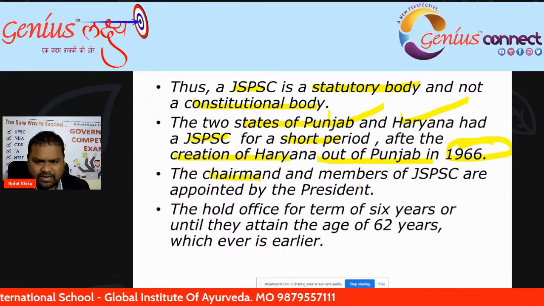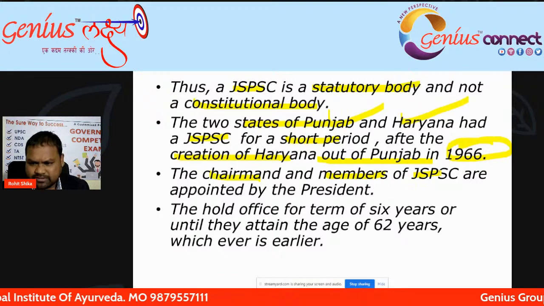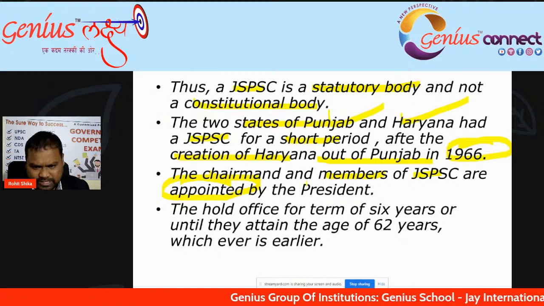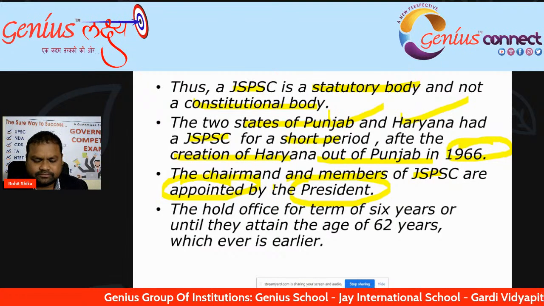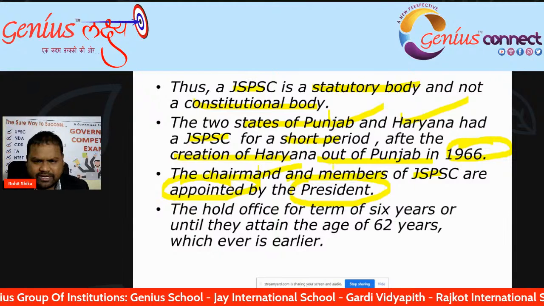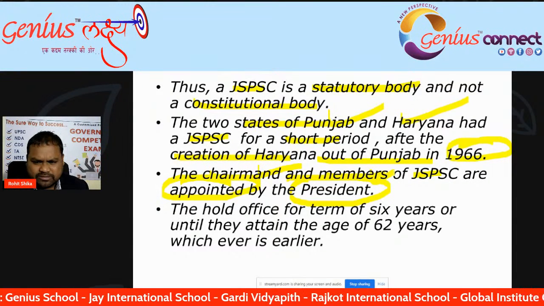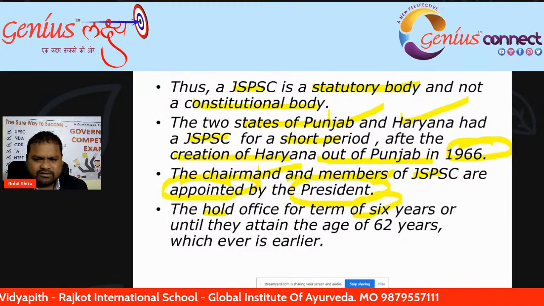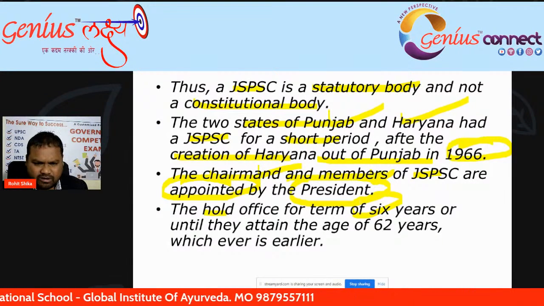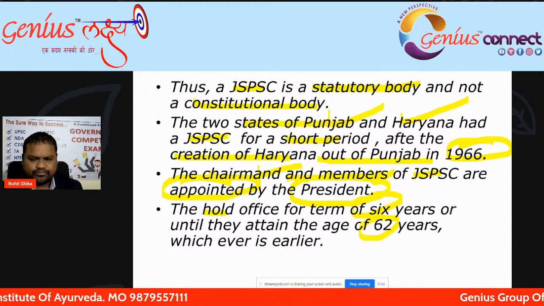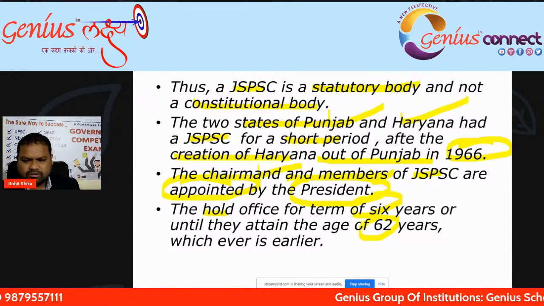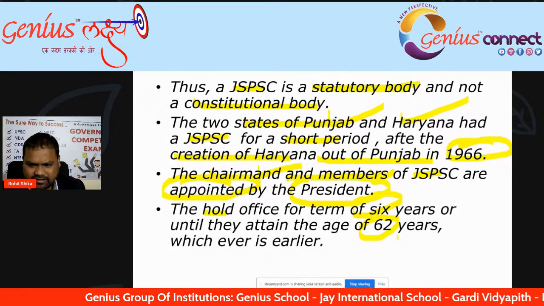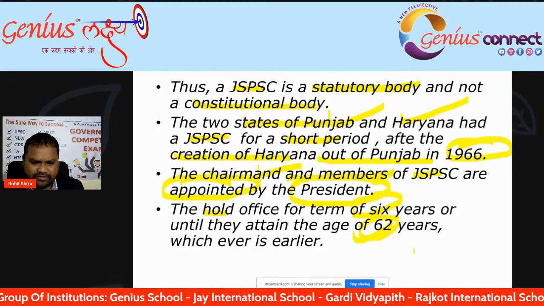Also, the chairman and the members of the Joint State Public Service Commission are appointed by the President of India. And the chairman and the members of the Joint State Public Service Commission hold office for a term of 6 years or until they attain the age of 62. For UPSC, as we discussed, the term is again 6 years, but there the age limit is 65 years, whichever is earlier.